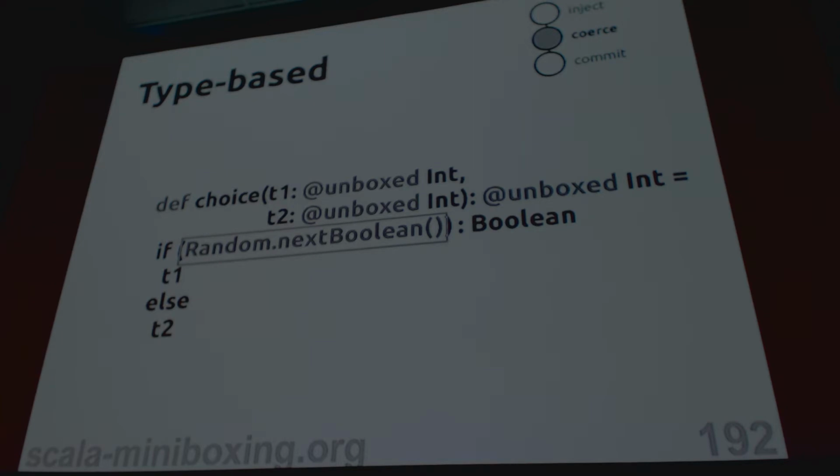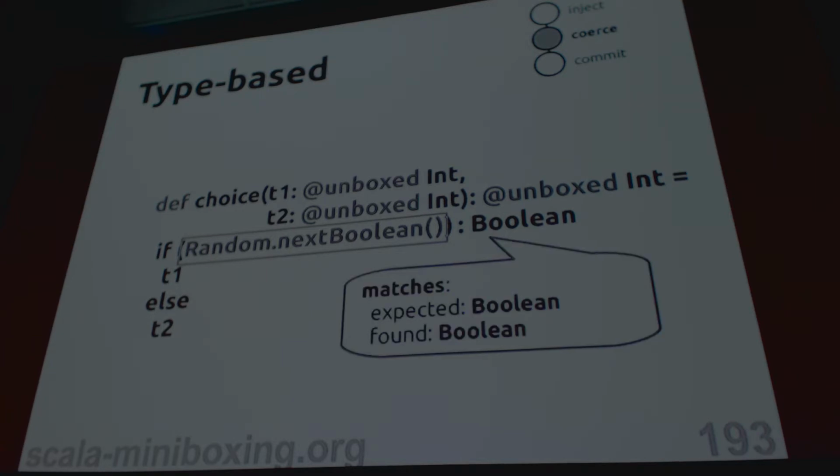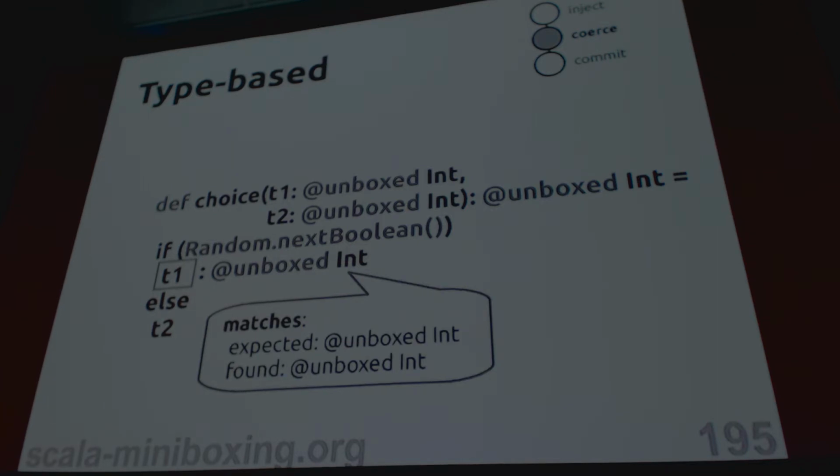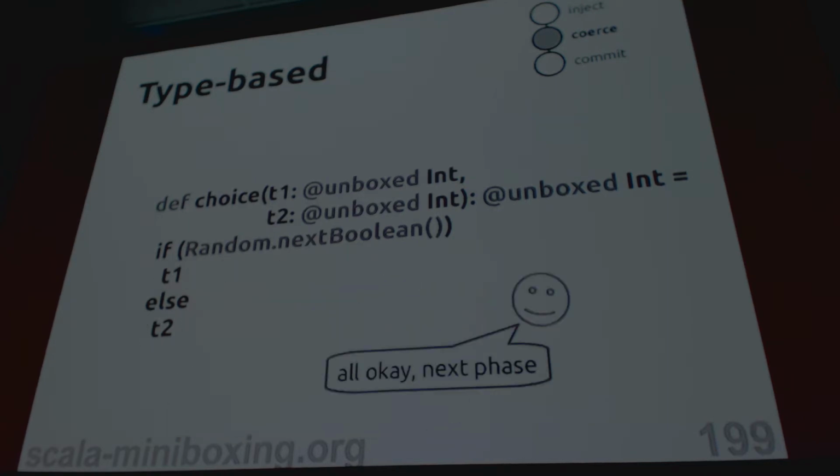How do we do that? Well, we check the condition. It has to be a boolean. I'm not going into how to unbox booleans. I'm just talking about integers now, just to keep it simple. So it matches. It expects a boolean, it got a boolean. Now, T1. It should return an unboxed int, which is propagated from outside, from the if expression. And of course it matches, because T1 was unboxed int, and the expected type was unboxed int. Same for T2. Okay, great.